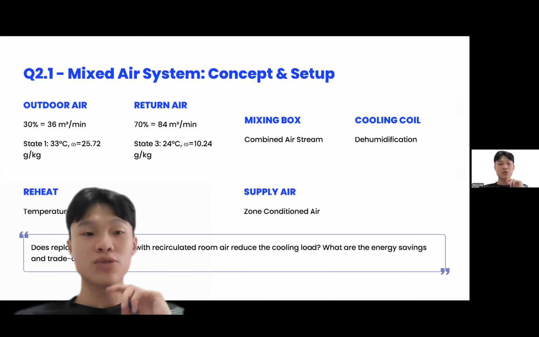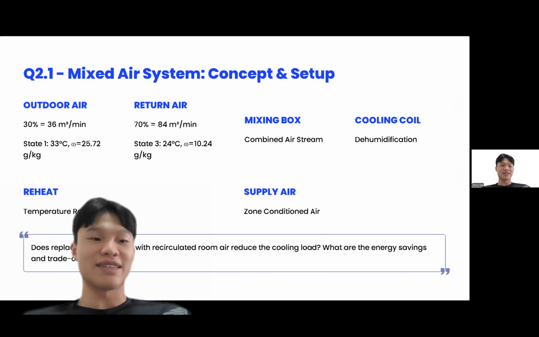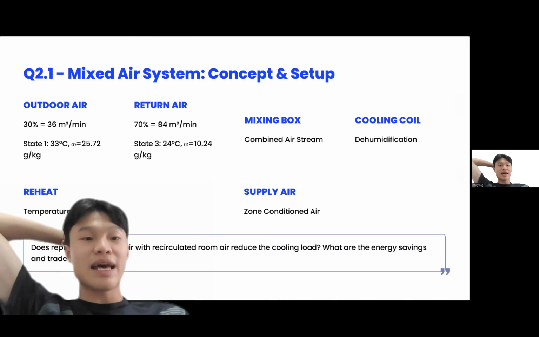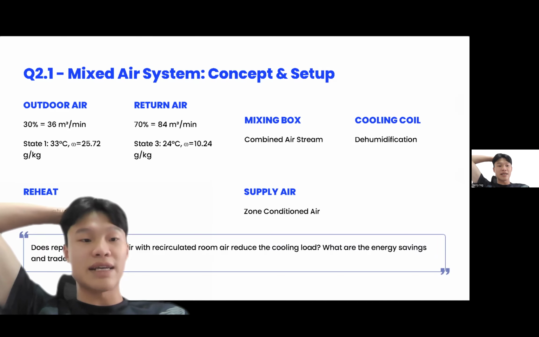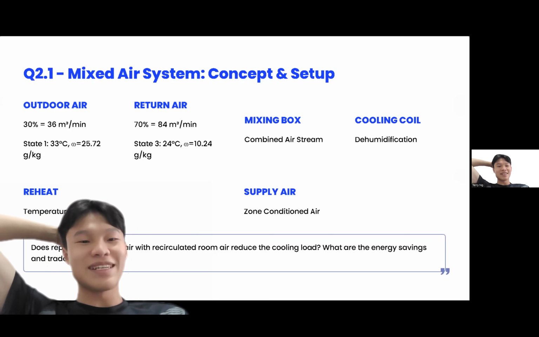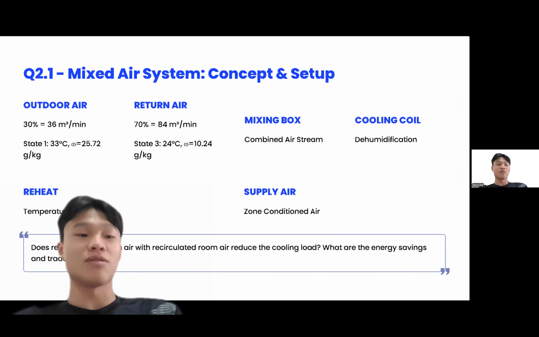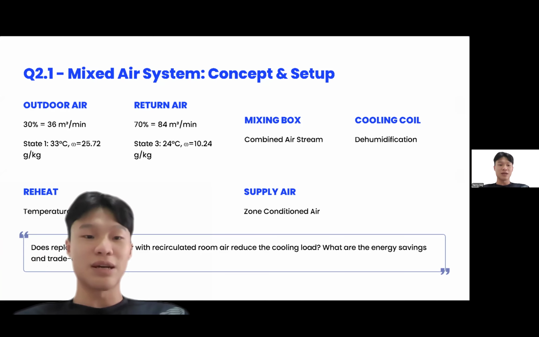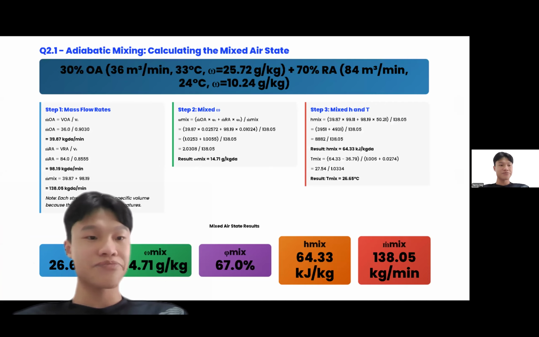Moving to question 2, instead of 100% outdoor air, the facility managers propose a mixed system: 30% outdoor air at 36 cubic meters per minute and 70% recirculated room air at 84 cubic meters per minute. This mixes adiabatically in the mixing box before entering the cooling coil. The core question is, does this reduce the cooling load and what are the trade-offs? That's exactly what I'll calculate now.